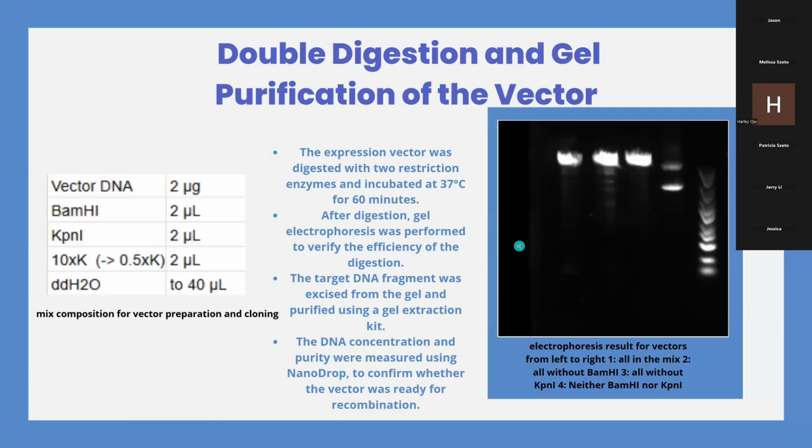Here's the double digestion and vector purification. After that, we worked with the vector. We digested our expression vector with two restriction enzymes, in this case BamHI and KpnI. After a 1 hour incubation at 37 degrees, gel electrophoresis confirmed a successful digestion. I'm not going to read everything down there, because that's a lot. We excised the linear vector and purified it. On the right, you can see the electrophoresis result. The first two are similar and slightly lower than the control group, which means that it worked.